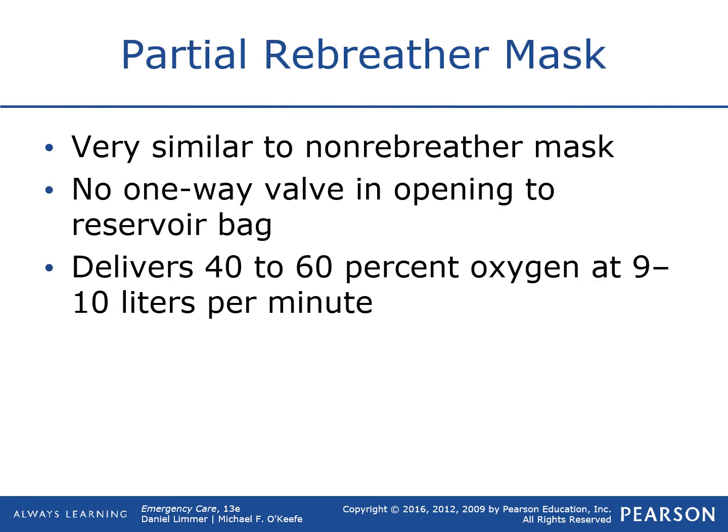Some things that we personally don't use in EMS, but you might see being used at nursing homes. One is called a partial rebreather mask. It looks pretty identical to a non-rebreather mask, except it doesn't have the one-way valve opening into the reservoir bag. You'll get about 40 to 60% oxygen, and you set it to around 10 liters per minute. This is more informational stuff. This is not stuff that we're actually going to be doing. So just know that these exist, and you might see them, especially if you're taking over care from another healthcare provider.